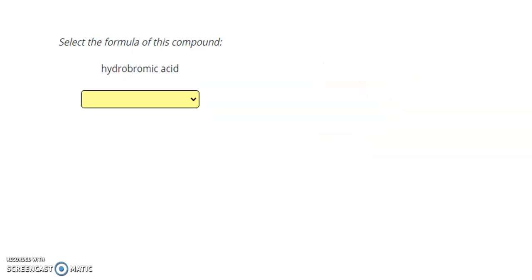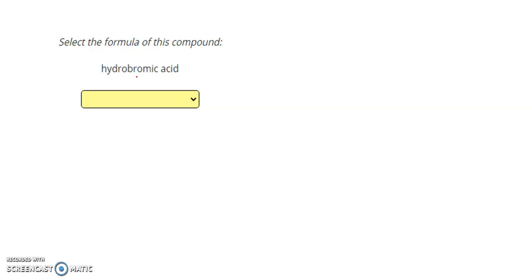Last one is hydrobromic acid. So we need to figure out if this is a halogen, polyatomic ion that ends in ite, or polyatomic ion that ends in ate. This has hydro, ic. Because it has hydro on the front, that means it's going to be that halogen. Even though it ends in ic, that does not mean that it's going to be a polyatomic ion that ends in ate, because it's got this hydro up here.